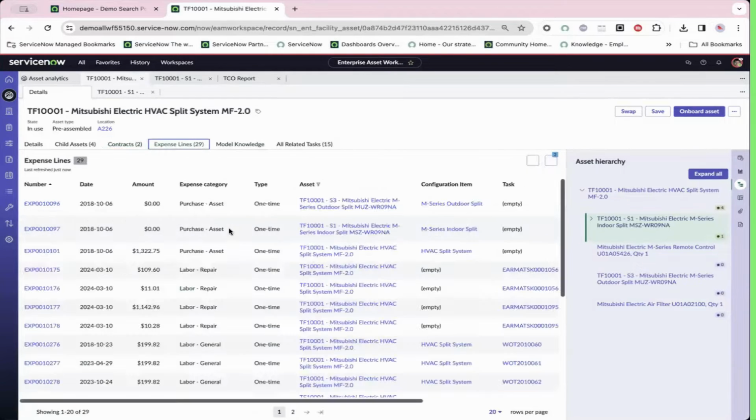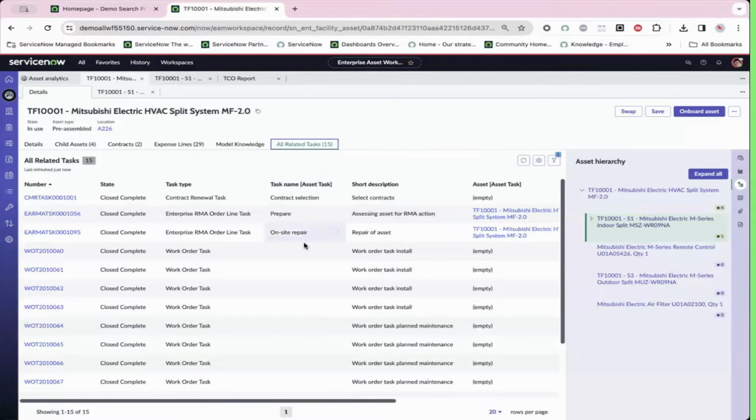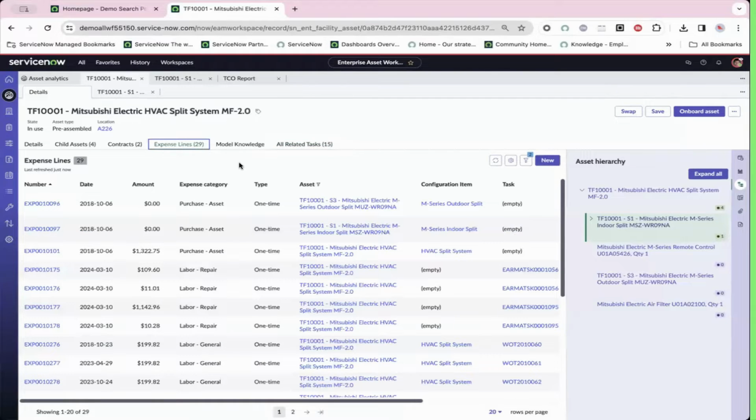The expense lines will show you exactly what the expenses are and what category they're under, as well as how much that's costing us, okay? And all these related tasks will be here. And these are the work order tasks that are specific to this split system, which roll up to that expense line and how much that is costing us.